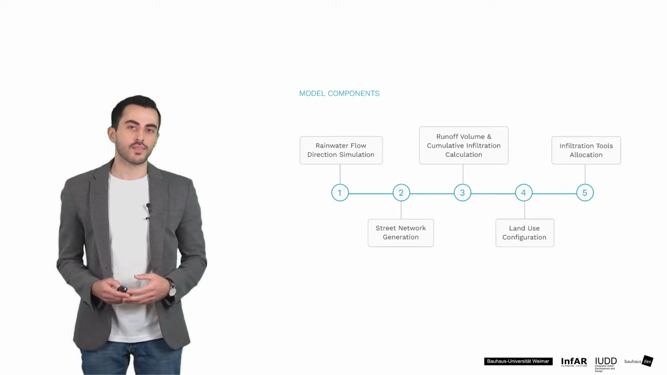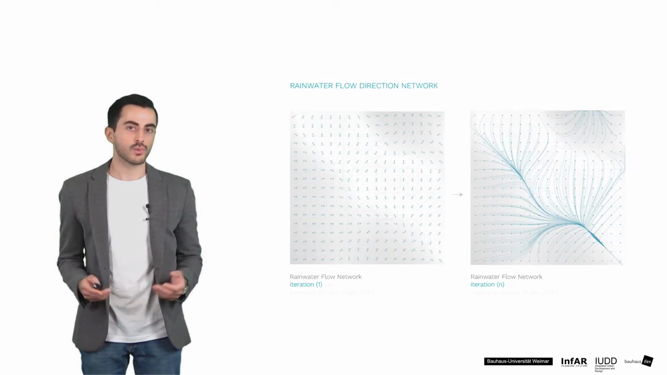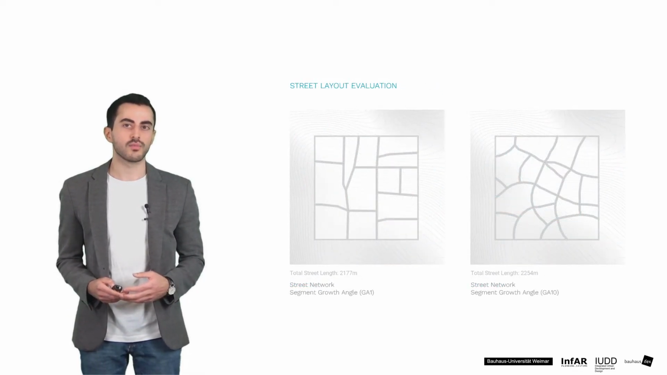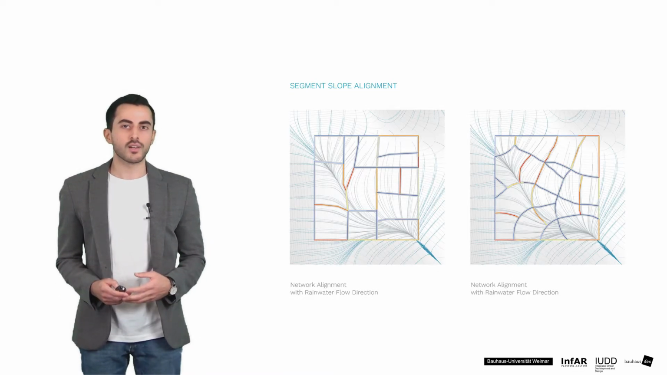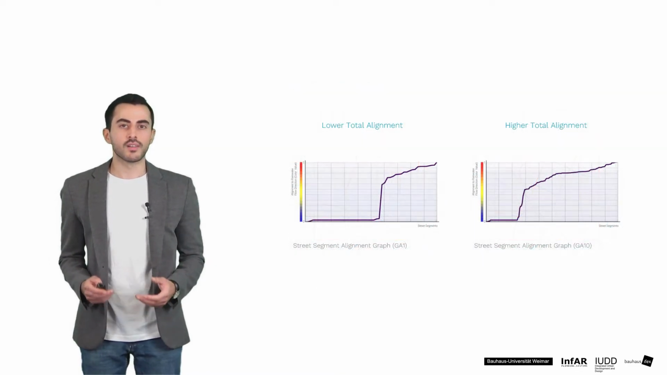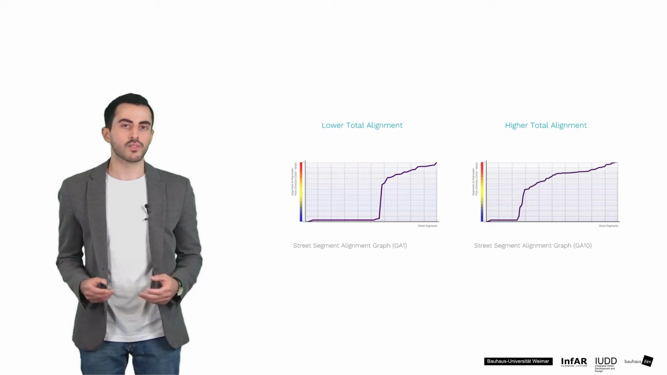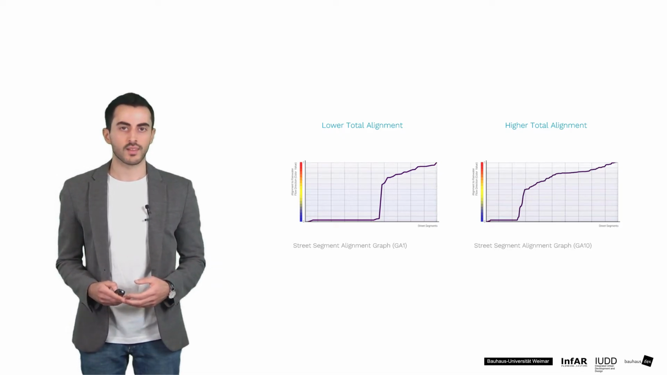So how does it work? Firstly, the model simulates a rainwater flow direction network, onto which it evaluates different street network layouts for terrain slope alignment. The goal here is to identify street layouts with higher slope alignment values, since such layouts allow for better planning of drainage networks and water distribution. This is shown by mapping the color values of these segments. So the more the red segments, the higher the total slope alignment for the street layout.